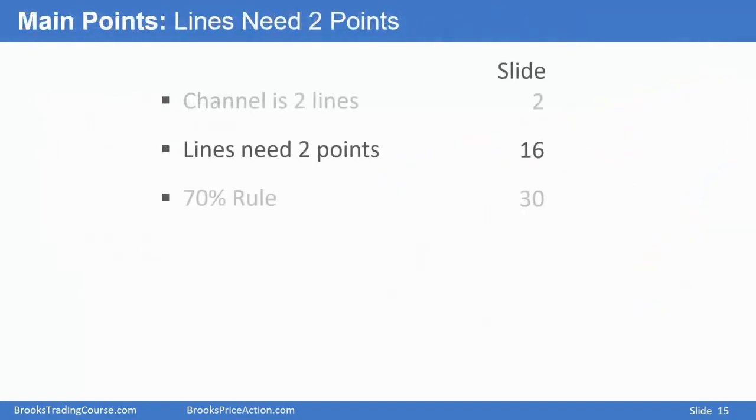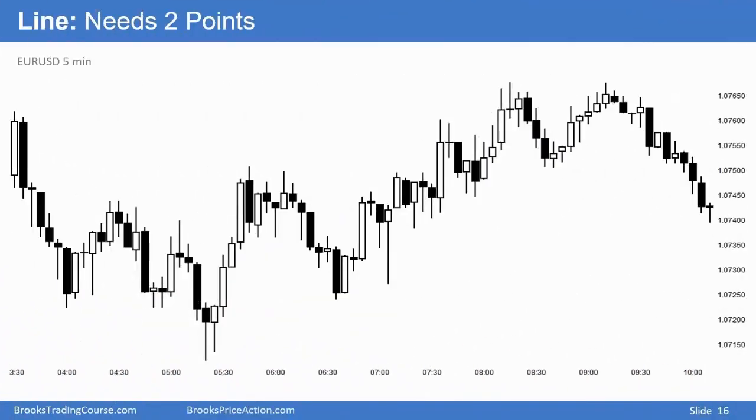All of us learned when we took mathematics that lines need 2 points. You need 2 points to draw a line. Here we have a lot of points. Every reversal is a possible point. Reversal up, and then a lot of reversals up, and then reversals down, and every one is a possible point that I can use to draw a line.